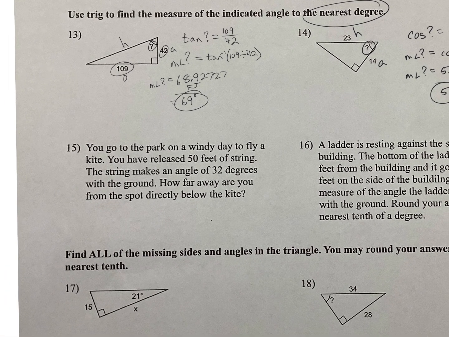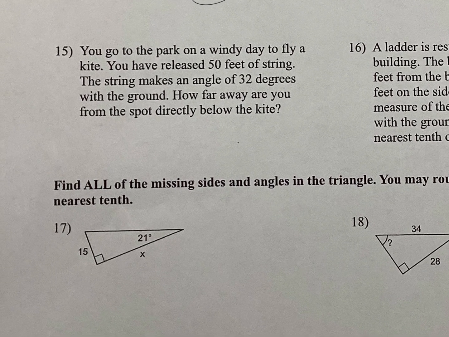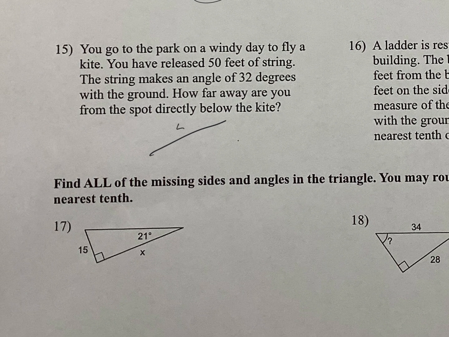And now we have a couple story problems. You go to the park on a windy day to fly a kite. You've released 50 feet of string. The string makes an angle of 32 degrees with the ground. How far away are you from the spot directly below the kite?